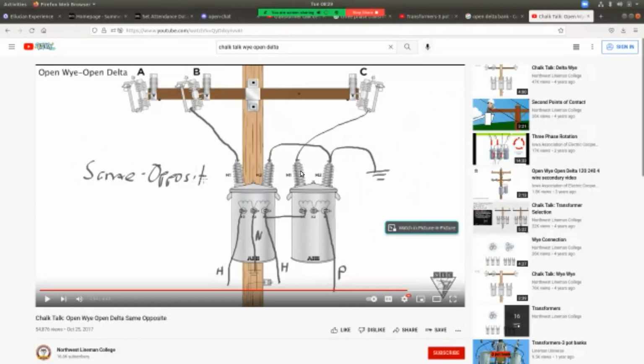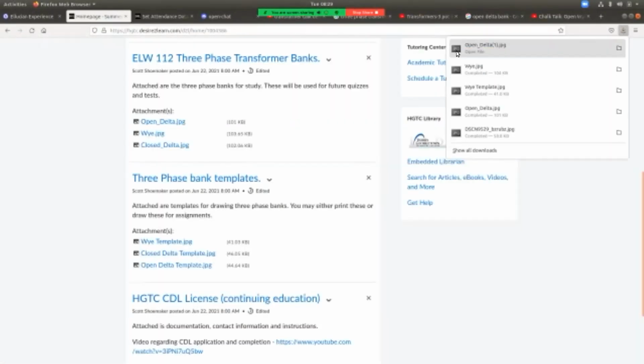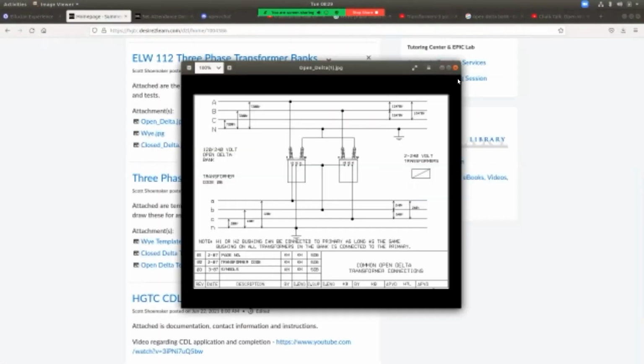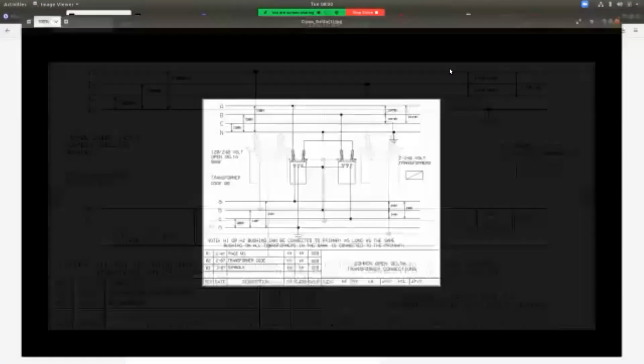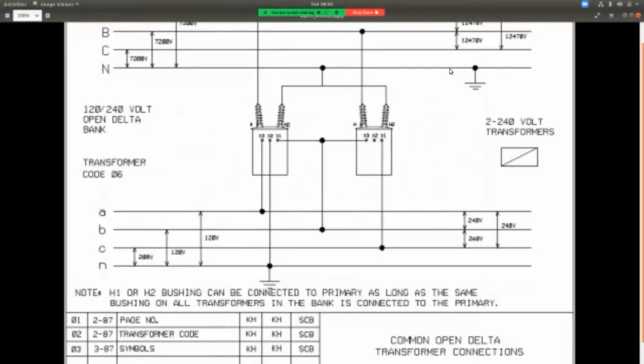Okay, so we've looked at open delta. We actually saw him draw it in and how it goes on the actual back. I'm going to run back here to the drawing that we have. And here it is more in a schematic setting.